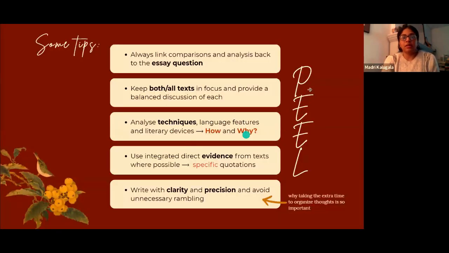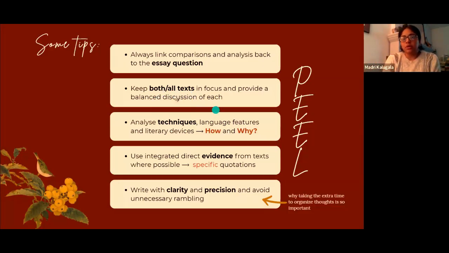Then something I want to say, just to end off, I think we're a bit early today. It didn't take as long as usual. But some tips: like we were discussing throughout the presentation, always link your comparisons and your analysis back to the main essay question, without a doubt. You might have brilliant points, but if you're not linking them back, your answer is not cohesive, it's not structured and whole. It just feels like bits and parts of everything.